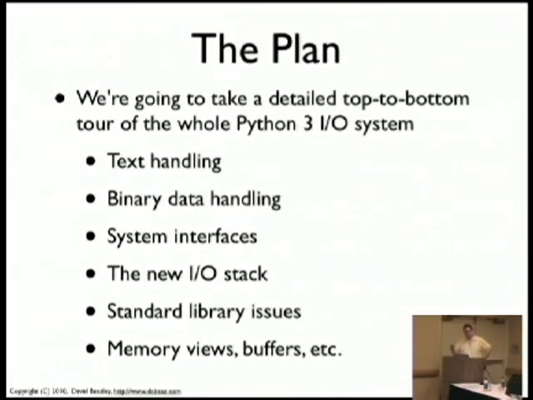So what we're going to do in this tutorial is I'm treating this as basically a top to bottom tour of the entire I/O system in Python 3, assuming that you've never seen anything about it. It's almost like from scratch. If I were going to explain to a new programmer, how does I/O work in Python 3? That's what we're going to do here. So we're going to look at a bunch of things like how to handle text, how to deal with binary data, system interfaces, and then some of the more advanced features at the end.